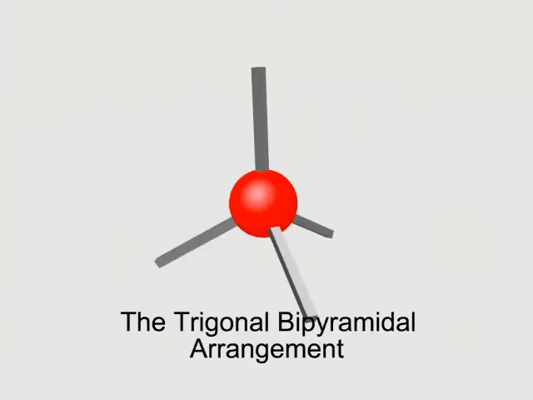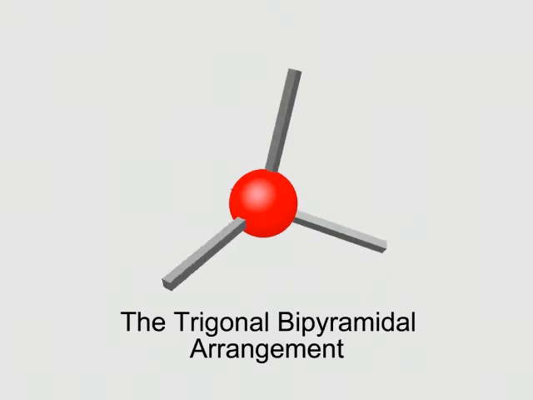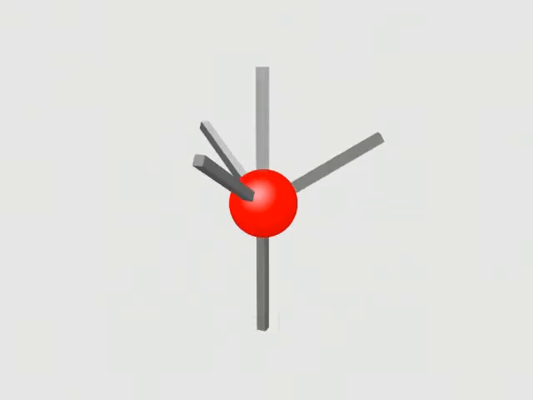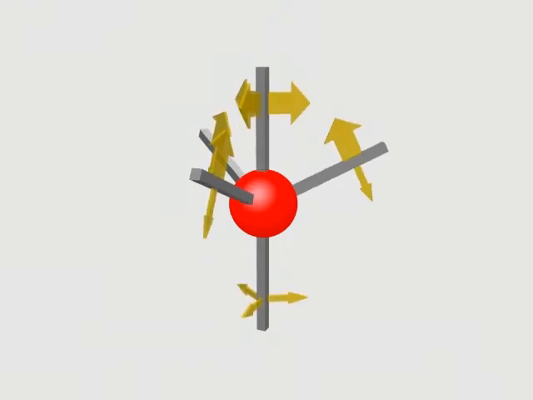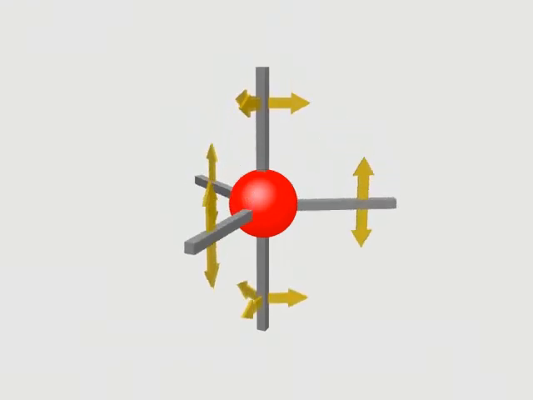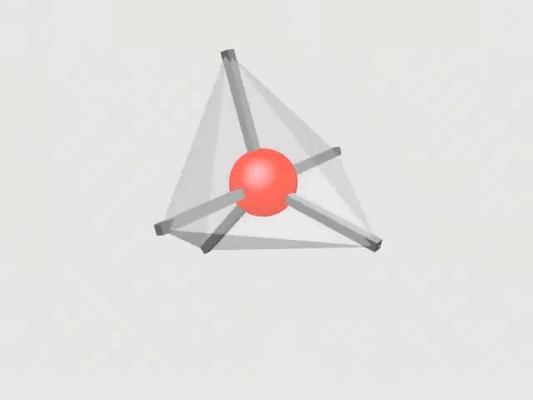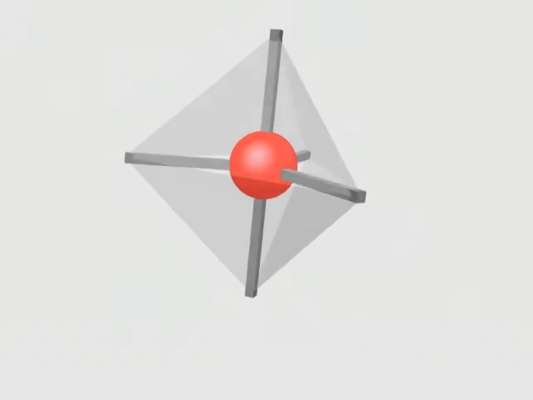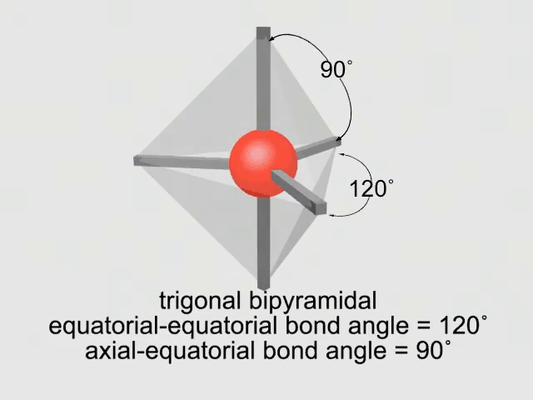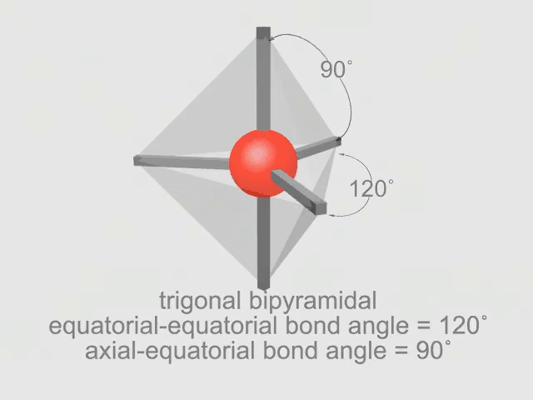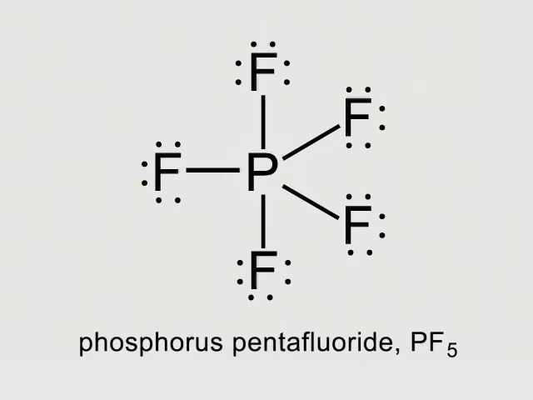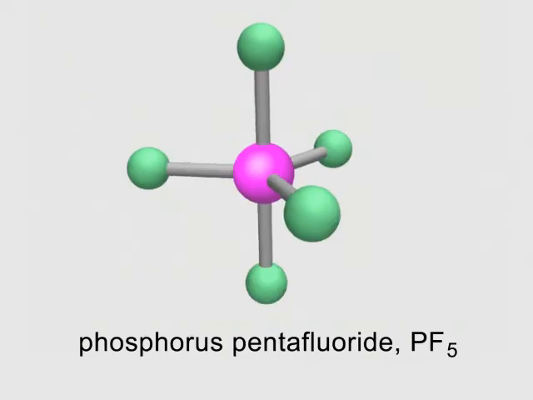Four electron pairs fill the valence level of a period 2 atom, but one from period 3 or higher can use d orbitals to expand its valence level and bond to more than 4 atoms. Five electron groups minimize repulsions when they point to the corners of a trigonal bipyramid. Here we find two ideal bond angles. Equatorial groups lie 120 degrees apart, and axial groups lie 90 degrees away from equatorial groups. When phosphorus reacts with excess fluorine, the trigonal bipyramidal molecule phosphorus pentafluoride forms.